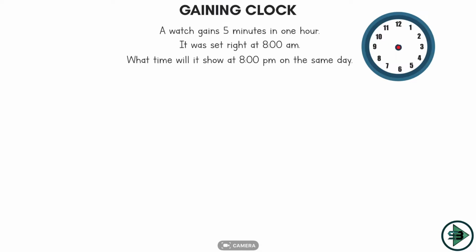So this is an error clock. What is the error here? It's a gaining clock. How much does it gain? It gains 5 minutes in every 1 hour. So if I compare this with a normal clock, you will ask me, why are we comparing? Because till the time you compare the normal clock with the gaining clock, you will not understand exactly what is happening.